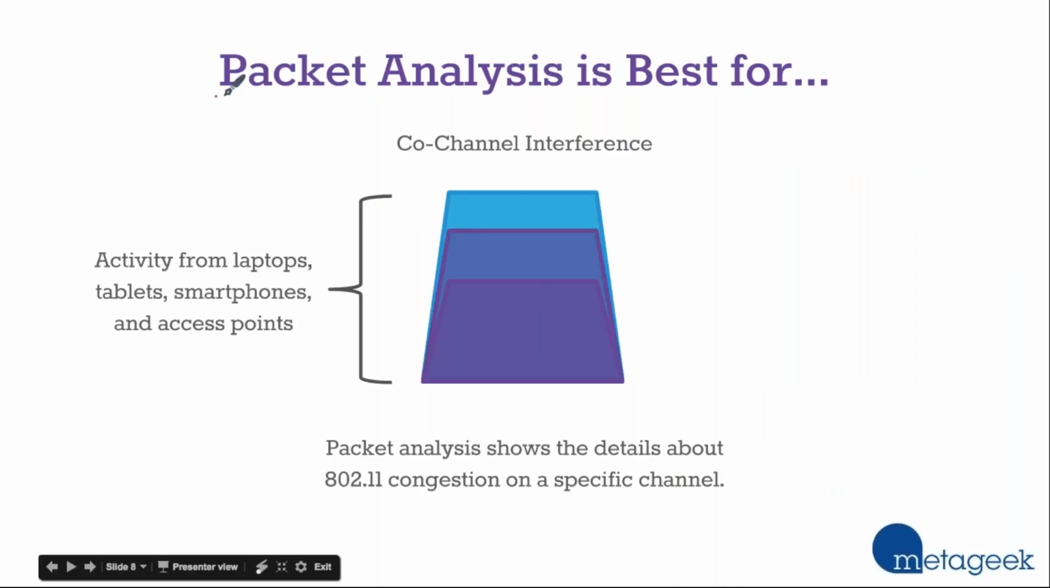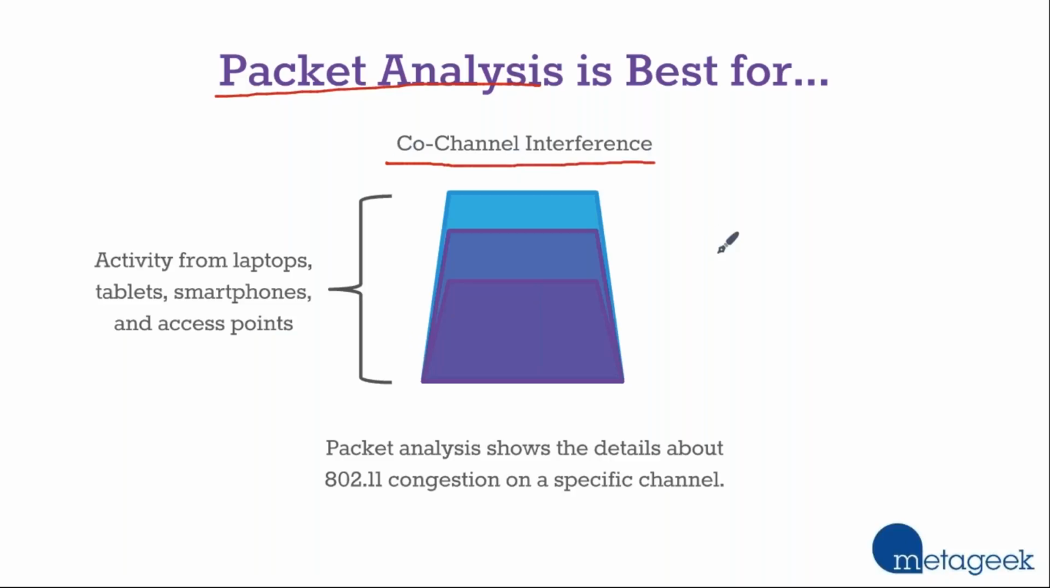So today we're going to talk about packet analysis. And packet analysis is best for troubleshooting co-channel interference issues. If you look at a channel and see that a channel is just overloaded, a very, very busy channel, packet analysis will show us the details about all of that 802.11. That means Wi-Fi congestion on that specific channel. With packet analysis, we can basically view those conversations between laptops and tablets and smartphones and access points and any other devices that are on those channels.